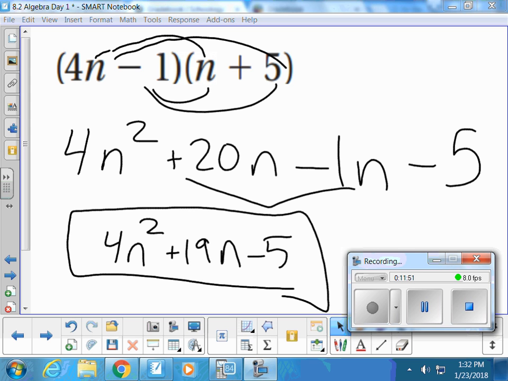Okay, so we're going to go ahead and be done for the day. I'm going to pass the homework out, and you only have to do the side that says day 1. So you only have to do the front side, and there's 10 problems. Okay?